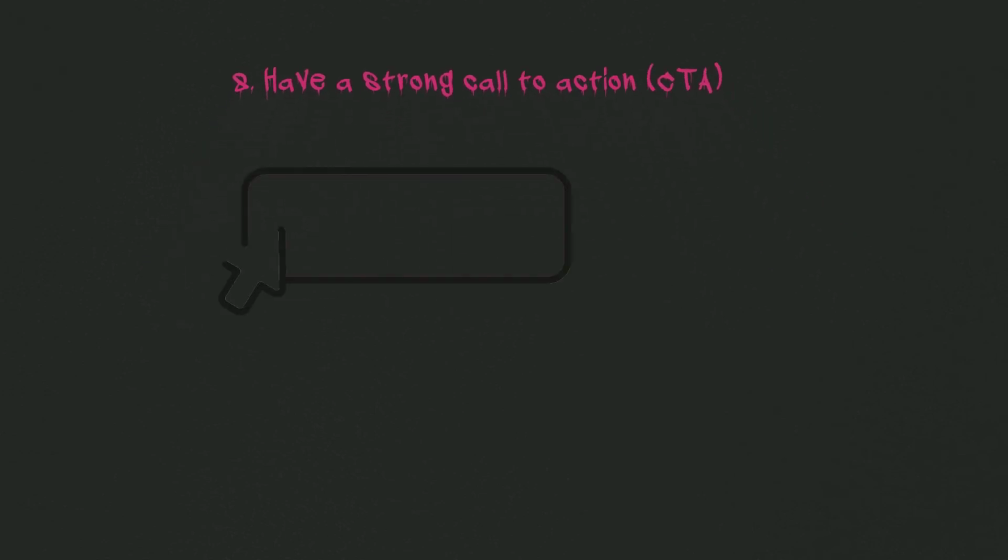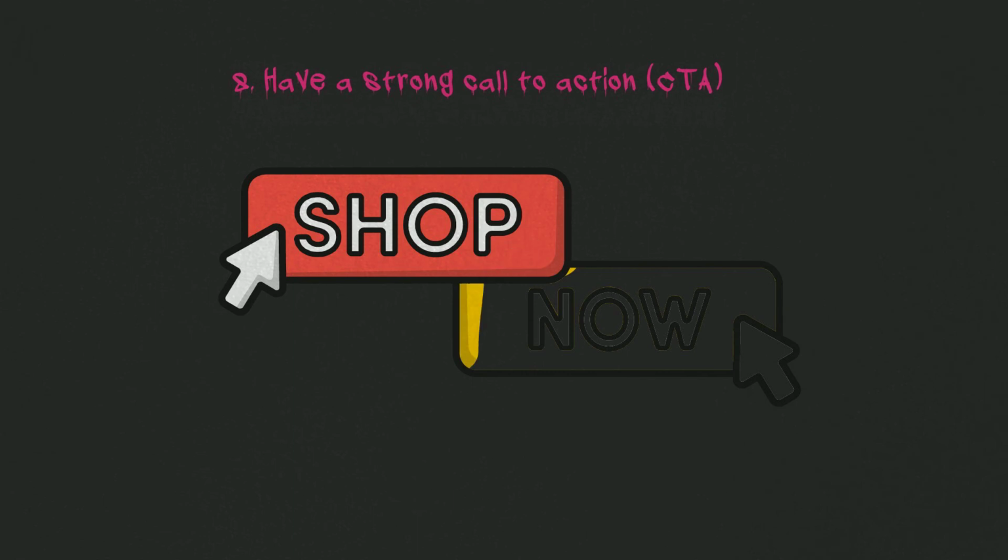8. Have a strong call to action, CTA. If you write a blog post on the same topic as your opt-in incentive, you can mention it in the post and have a link to the opt-in form. Just make sure you mention the value in the CTA. Again, tell visitors why they should subscribe.